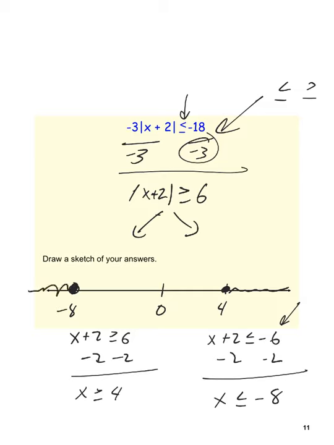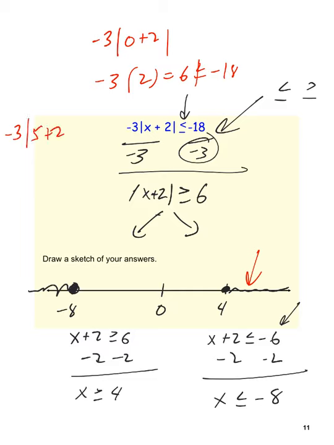Now again, you could throw a 0 back into the equation up top. If I put 0 in, -3 times the absolute value of 0 plus 2: 0 plus 2 is 2, absolute value is 2, so that's -6. Well, -6 is not less than -18, so 0 doesn't work. So that's good that 0 didn't work. What if I were to throw a 5 in there? 5's over on this side, so -3 times the absolute value of 5 plus 2, that would be -3 times 7, which is -21, which is less than or equal to -18. So that's a win.